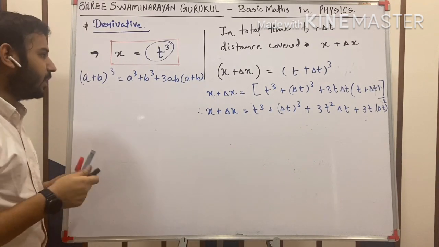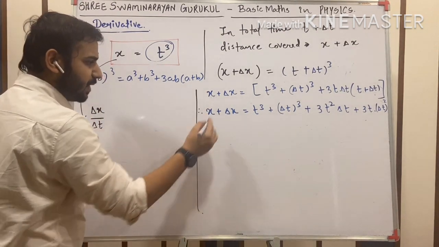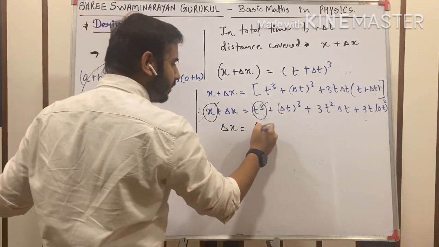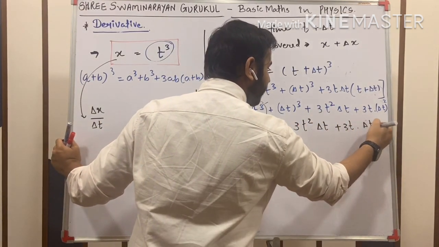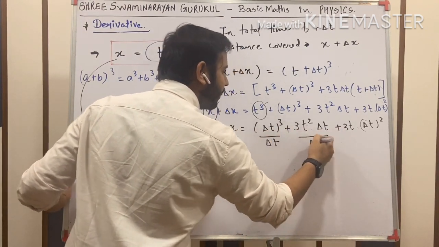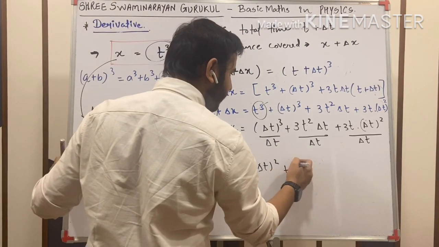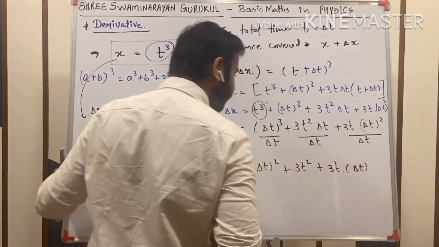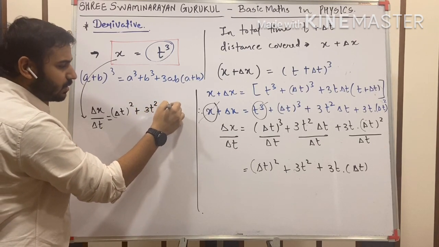Okay, but I want to find delta x upon delta t, the rate of change of x with respect to time. See, this x and t cube are the same, x equal to t cube, you can cancel this. Now delta x will become delta t cube plus 3t square delta t plus 3t delta t whole square. Now divide each and every term by delta t. So I will get delta t square plus 3t square plus 3t into delta t.